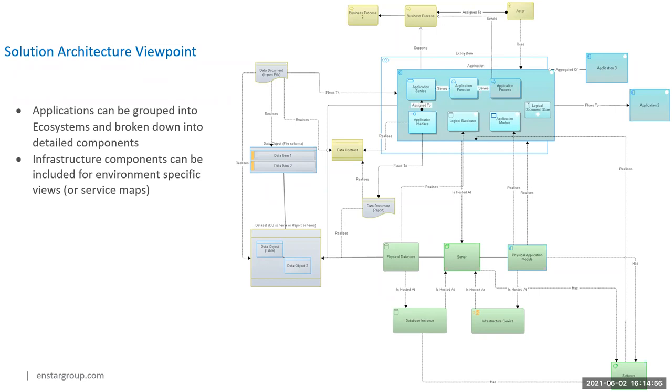We also have the data objects as well. So we have the concept of the data set, which can correspond to either a database schema in a relational database or a report schema in Power BI or Cognos or some other BI tool. And then the data objects correspond to, let's say, a data table. And then you can identify individual data writer elements within here as well.